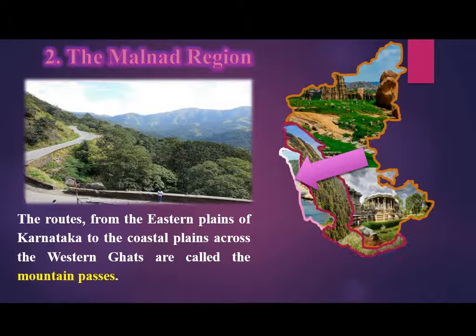We also have some routes which pass from the eastern plains to the coastal plains. See here students, the image which is popping up. The routes which pass from the eastern plains of Karnataka to the coastal plains of Karnataka across the western ghats, we call mountain passes. Students, be attentive, this question is very important for 1 mark. What do you mean by mountain passes? The route which passes from the eastern plains of Karnataka to the coastal plains of Karnataka in the western ghats, we call the mountain passes.